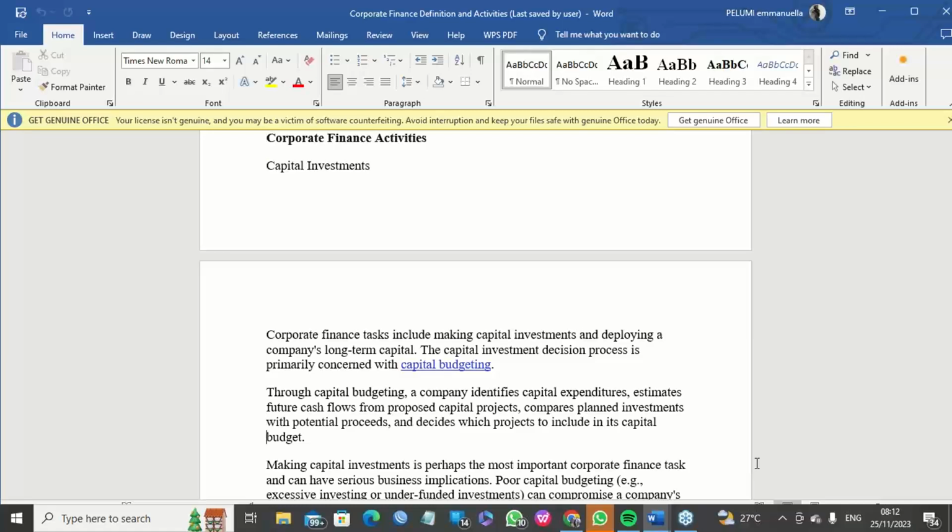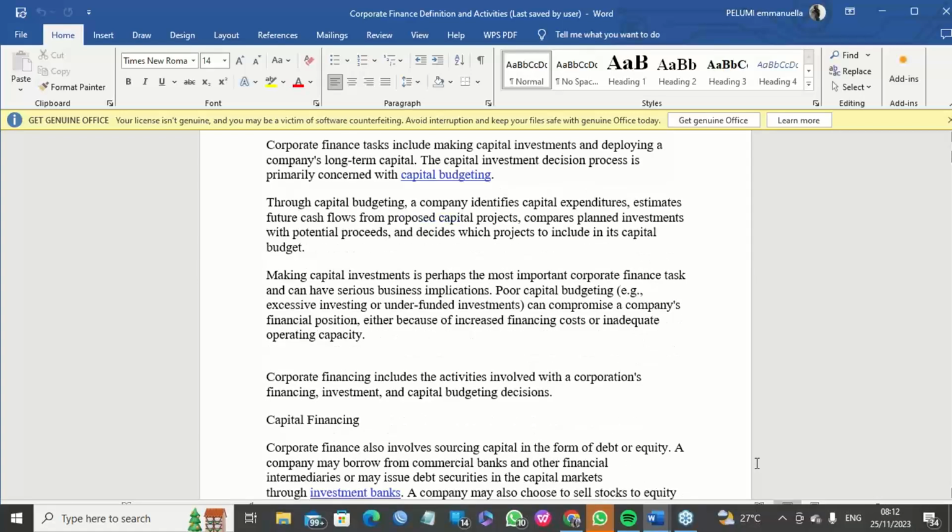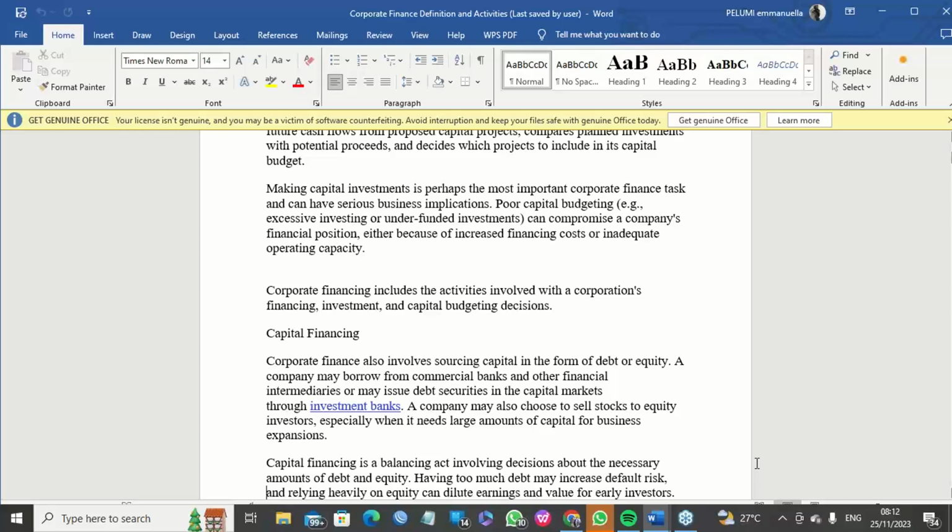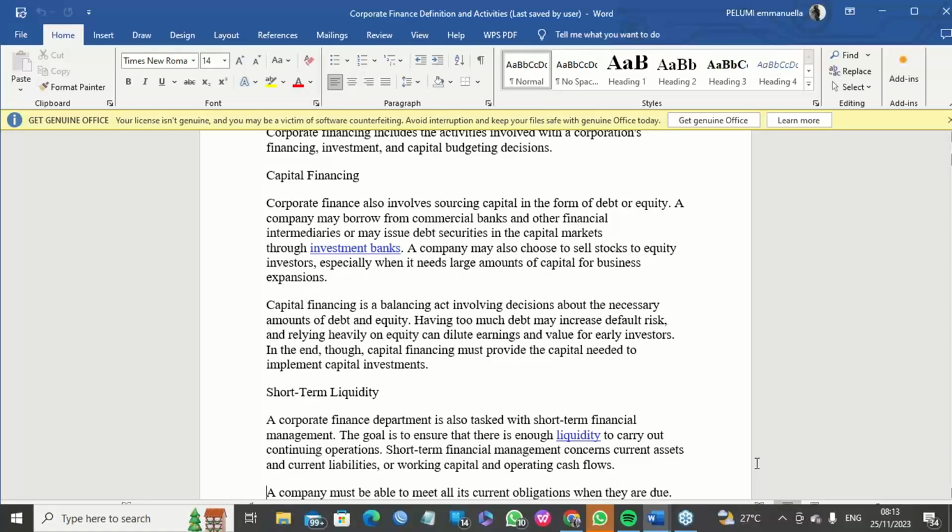Making capital investments is perhaps the most important corporate finance task and can have serious business implications. Poor capital budgeting, e.g., excessive investment or underfunded investment, can compromise a company's financial position, either because of increased financing costs or inadequate operating capacity. Corporate finance also includes the activities involved with corporate financing, investment and capital. Then we move on to capital financing. It involves sourcing capital in the form of debt or equity. A company may borrow from commercial banks and other intermediaries, or may issue debt securities in the capital market through investment banks.